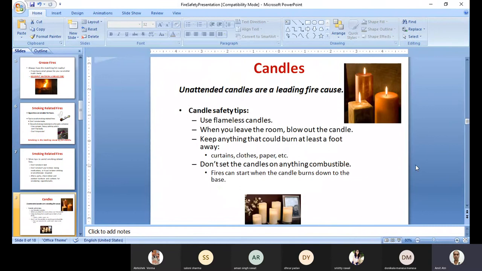Now another thing is the candles. So unattended candles lead to fire.